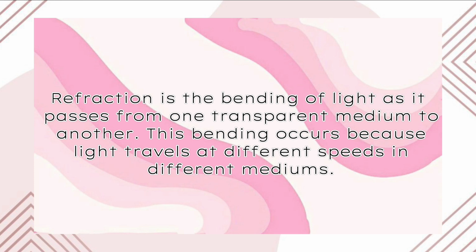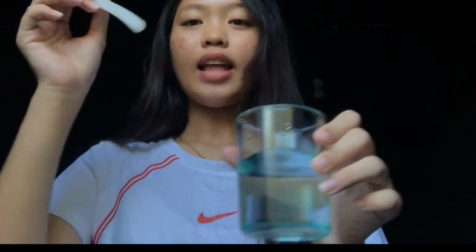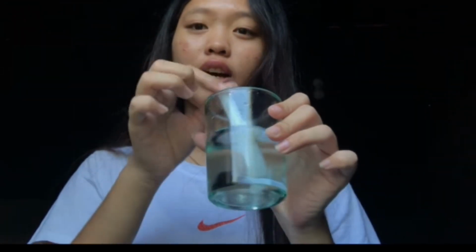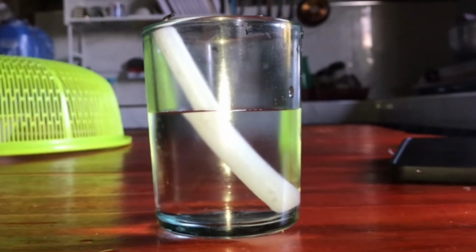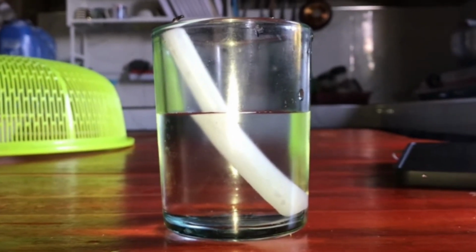This bending occurs because light travels at different speeds in different mediums. I'm going to show you an example of what refraction is. Here's a cup of water, and here's a candle. I will carefully put it under water. Can you see what it looks like? It looks like it's bent, and it's because of refraction.